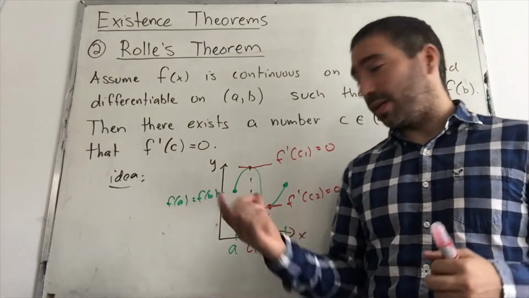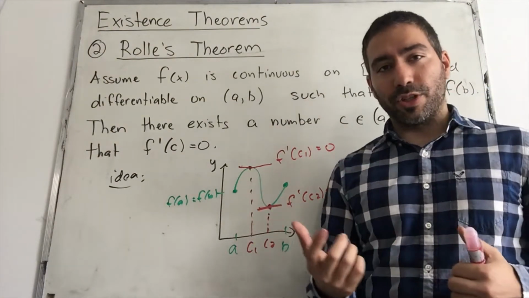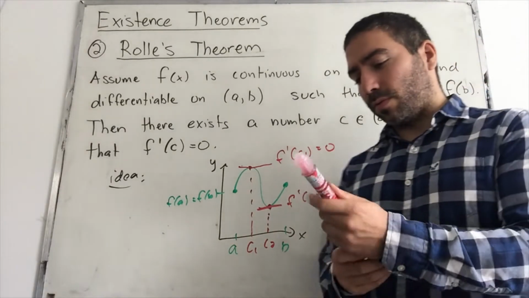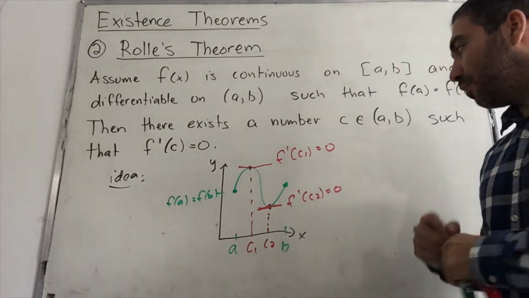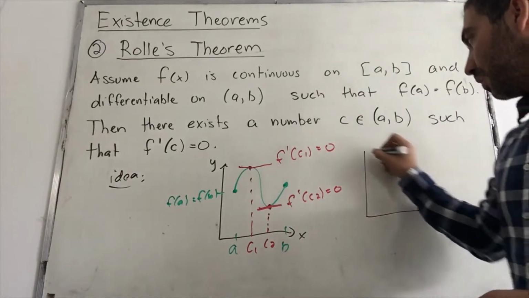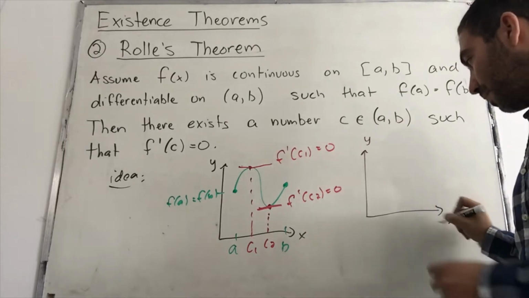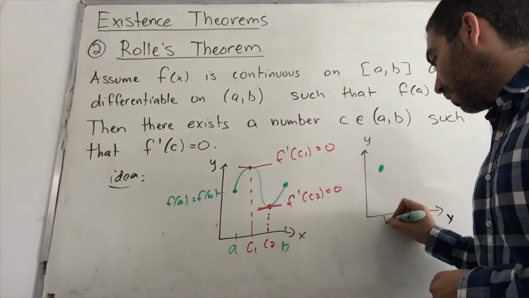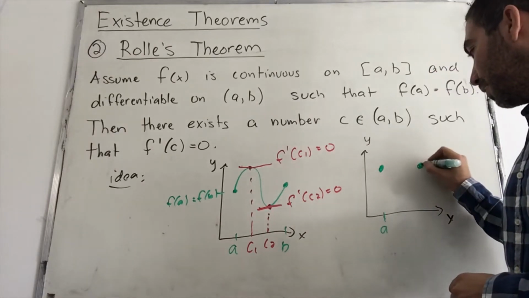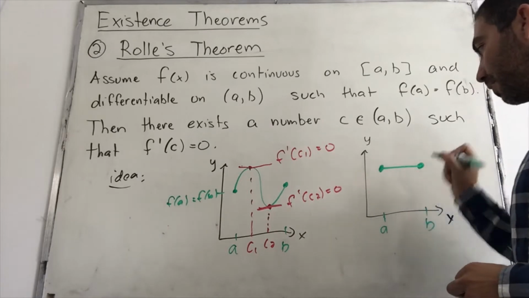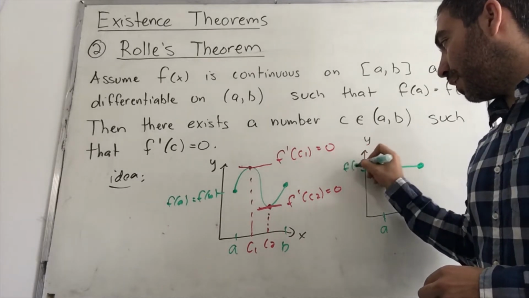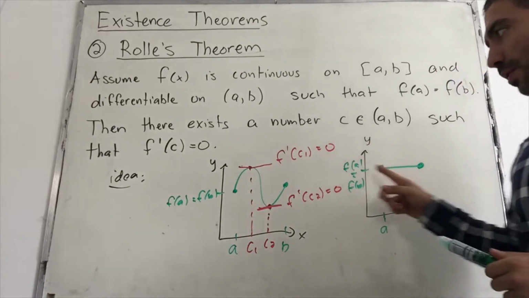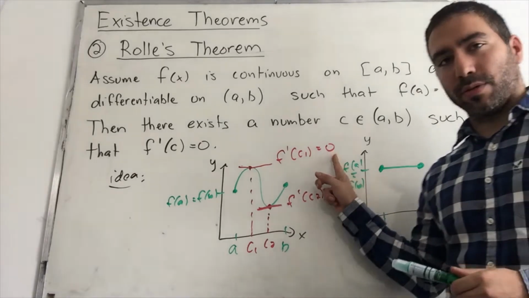So I challenge you to connect these two dots with a function where the derivative is never 0. How would we do that? You might be thinking, what if I connect this point here, my A, with this point here, my B, with just a straight line? This is f(a), which is equal to f(b), whatever that value is, it's the same. So it's a straight line. Do we have a point where the derivative is equal to 0?